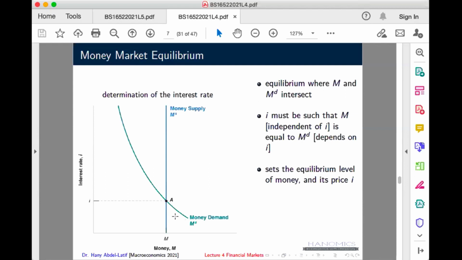So we don't have to worry about it. It's just given to us. So basically here, who would have the power to change this money supply? It's mainly the central bank, which could increase or decrease money supply depending on the situation in the economy.